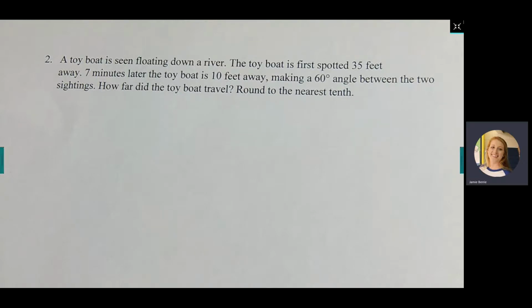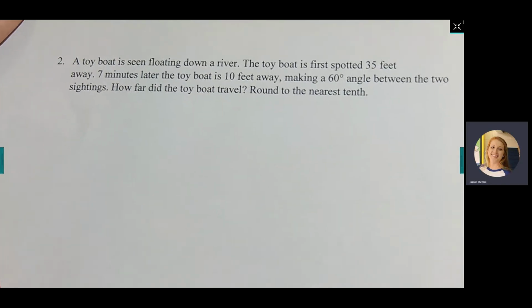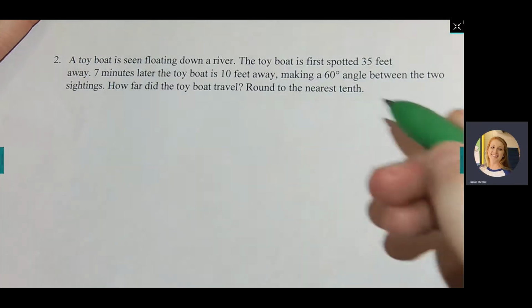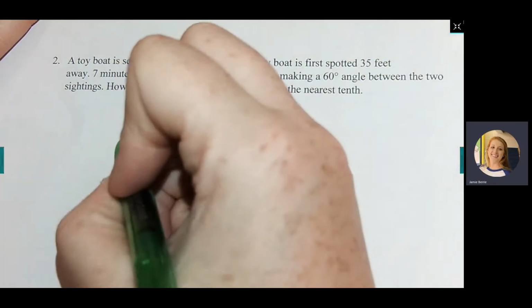So we've got a toy boat floating down a river. Say you're standing on the bank of the river, you see it, it's 35 feet away from you. A few minutes later you look again, and it's 10 feet away from you now, making a 60-degree angle between the sightings. So it sort of drifted off to the side. How far did the toy boat travel? All right, so as y'all are writing that down, I'll go ahead and draw the picture. Let's see.